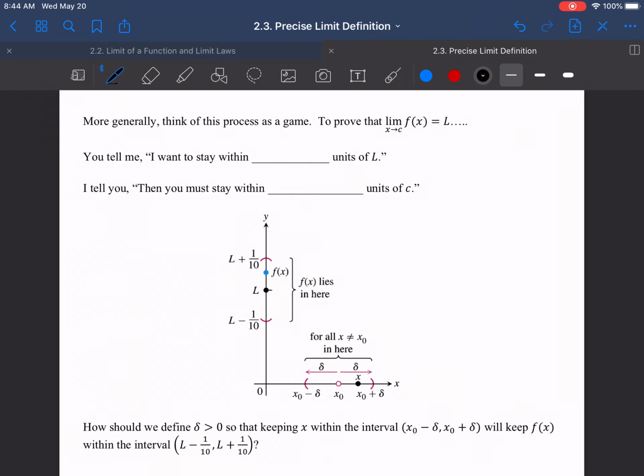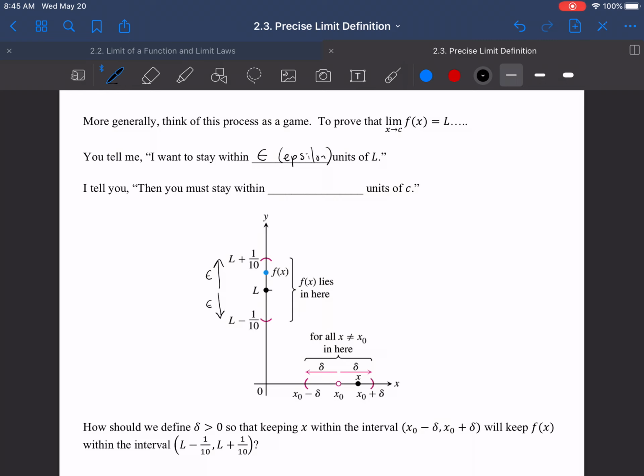So a little more generally, think of this process as a game if you want, and you're wanting to prove that the limit of f of x as x goes to c equals L. So essentially what's going to happen is, you tell me I want to stay within a certain amount, which we're going to call epsilon. That's the Greek letter epsilon. Epsilon units of L. So we want to stay within that amount. That would be up here on the vertical axis. That would be the epsilon. Okay, so this is epsilon, or this is epsilon.